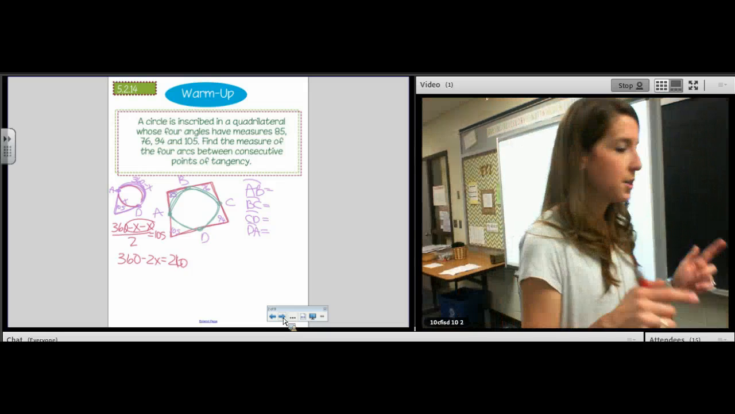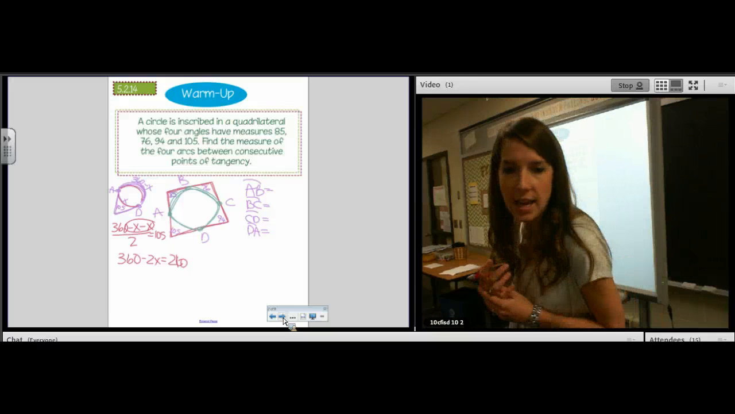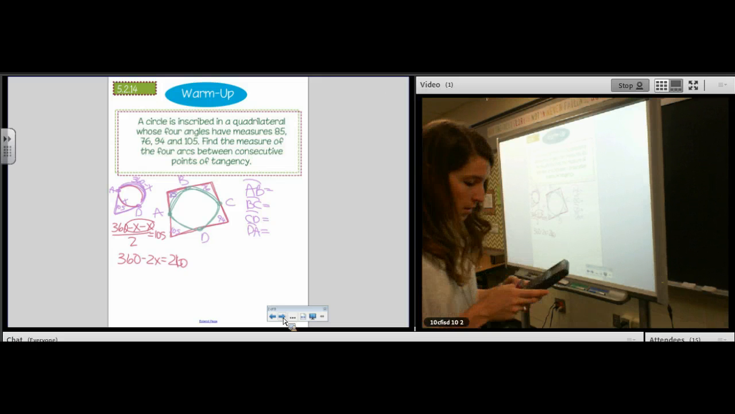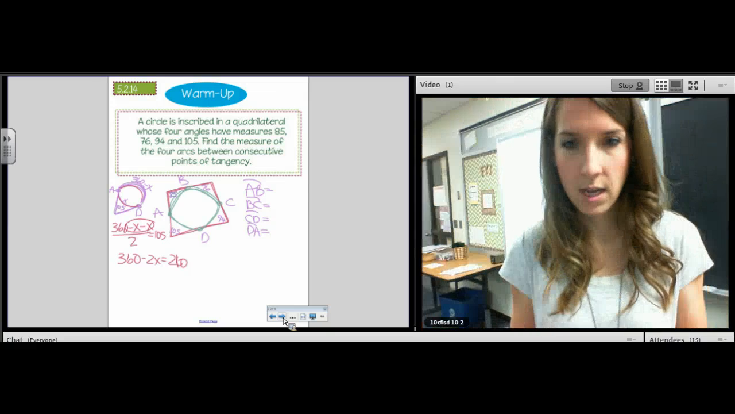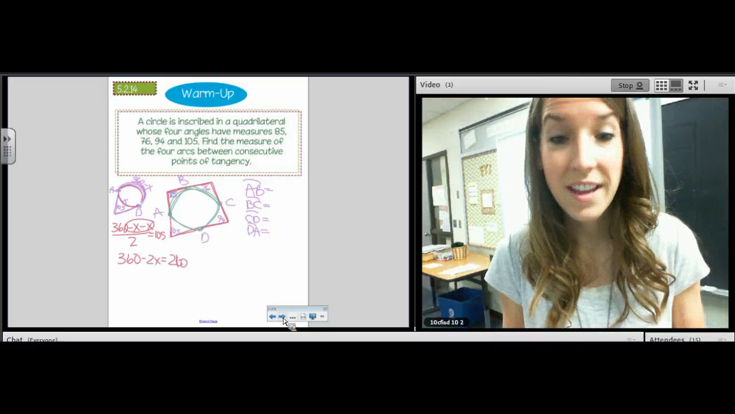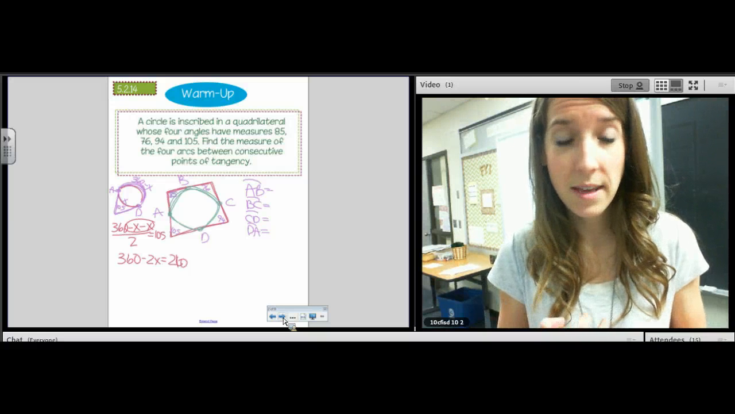So then I would just trade places with the 2x and the 210. I would add 2x to both sides, and I would subtract 210. So 360 minus 210, and then divide by 2. What are you getting? Good job, Albert. Good job, Helaman.